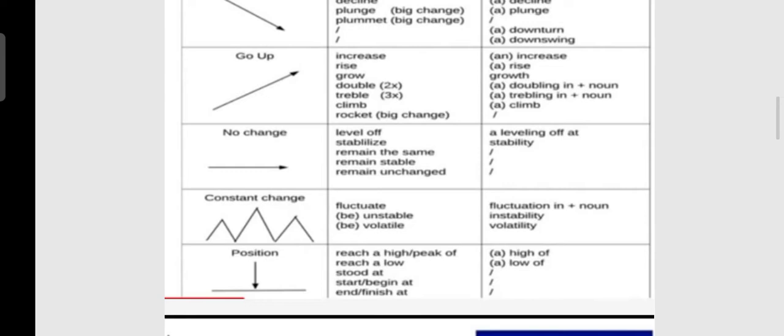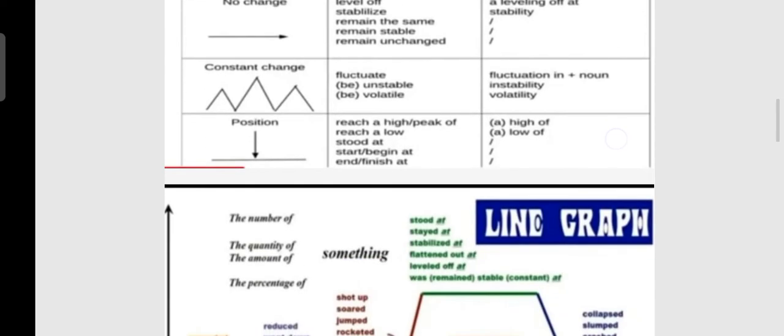Okay, and if it is a constant change, like you sometimes see in the fourth, it is given a constant change. So we can say fluctuate, unstable, volatile. These are the words we can use. And if it is for showing the position, reach a high peak of, reach a low peak of, stood at, start, begins, end, finish at. So this way you can write.